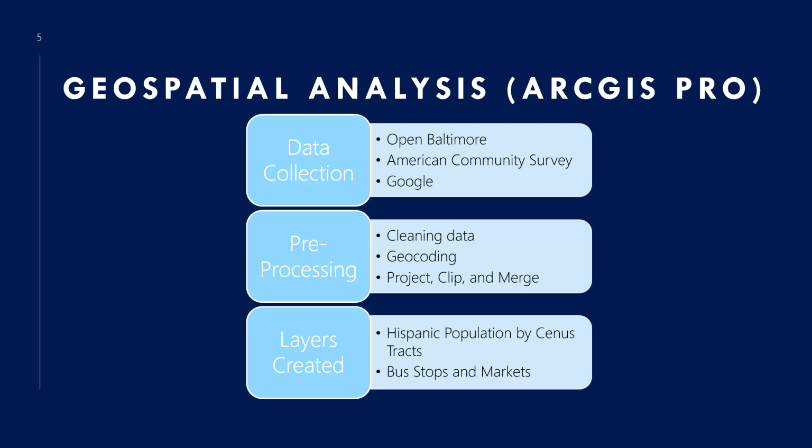The American Community Survey provided demographics on total population and numbers of Hispanic residents by census tract in Baltimore. And then Google was used to find addresses for Latin markets and different kinds of markets throughout Baltimore. So the pre-processing involved cleaning the data. For instance, the census tract data with Hispanic demographics had some missing data that was replaced with the number 0.